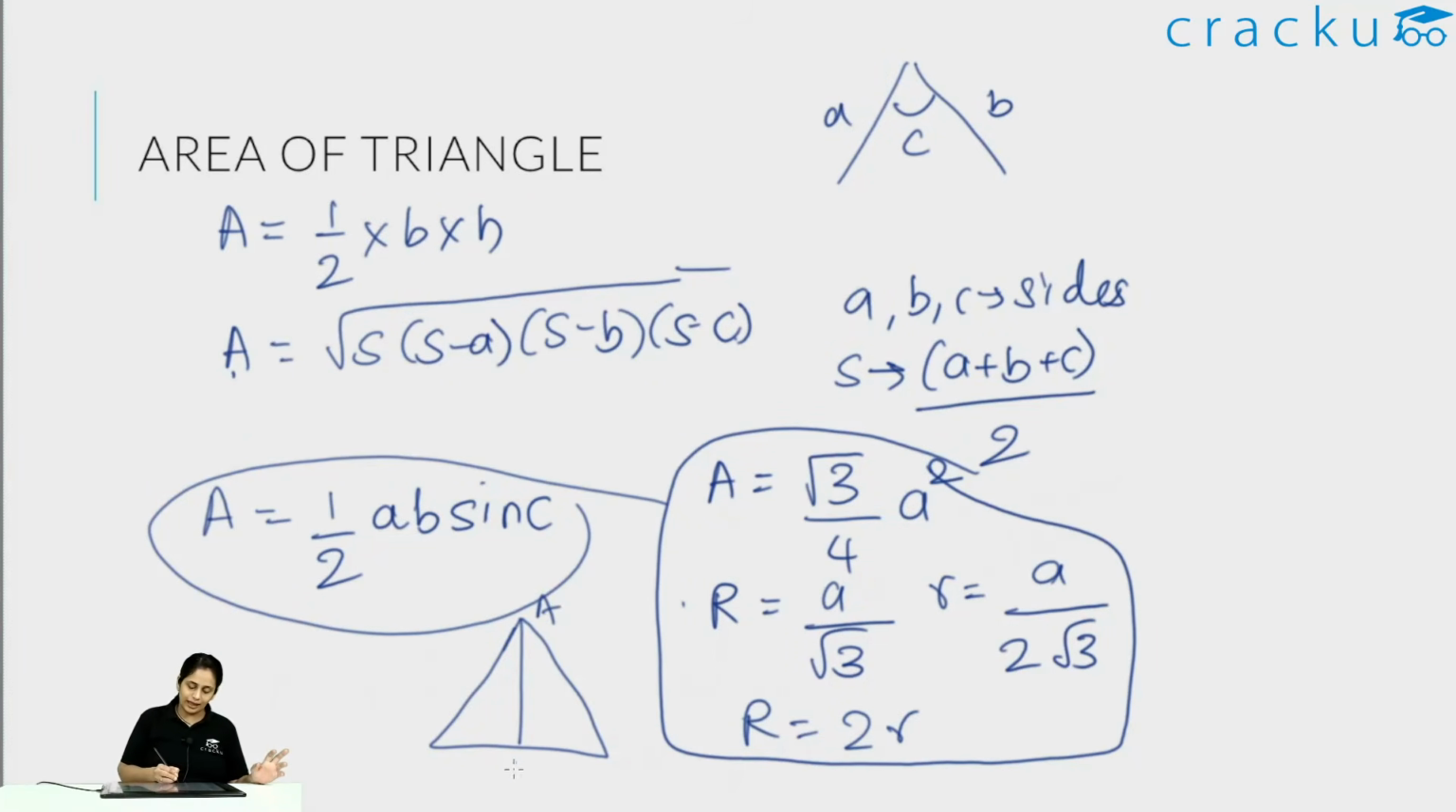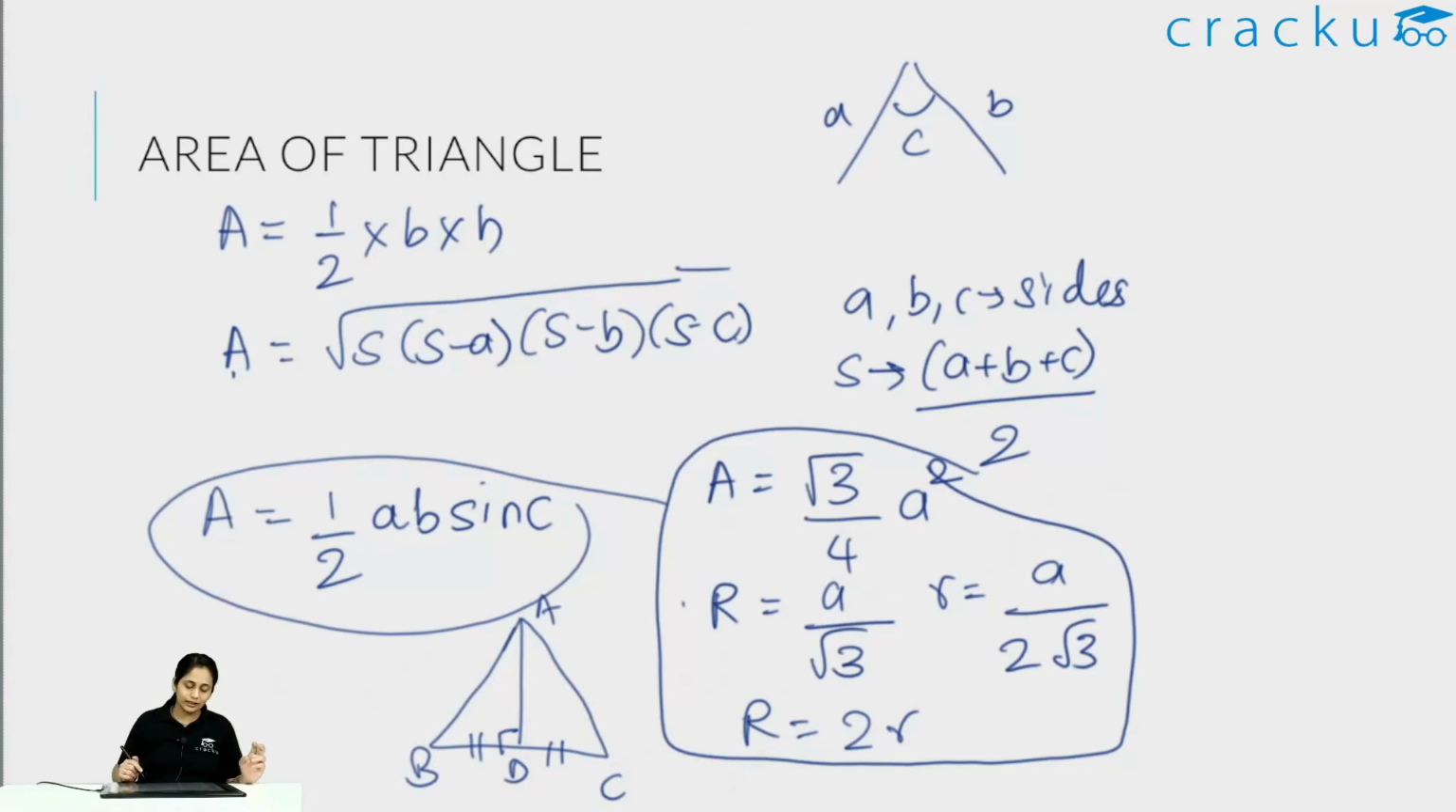So if this is AD and this is an equilateral triangle ABC, the median is also the altitude and is also the angle bisector. So the incenter, centroid, and circumcenter are all essentially coincident in that case.